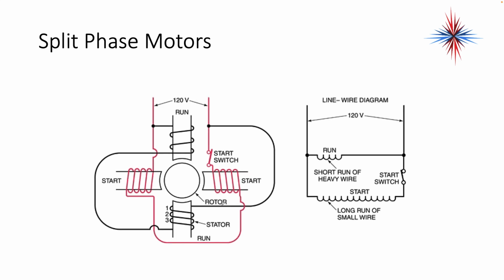Split phase motor diagram looks something like this. You'll have a run winding, you'll have a start winding, and you'll have a centrifugal switch, or some switch to take the start winding out of the circuit.